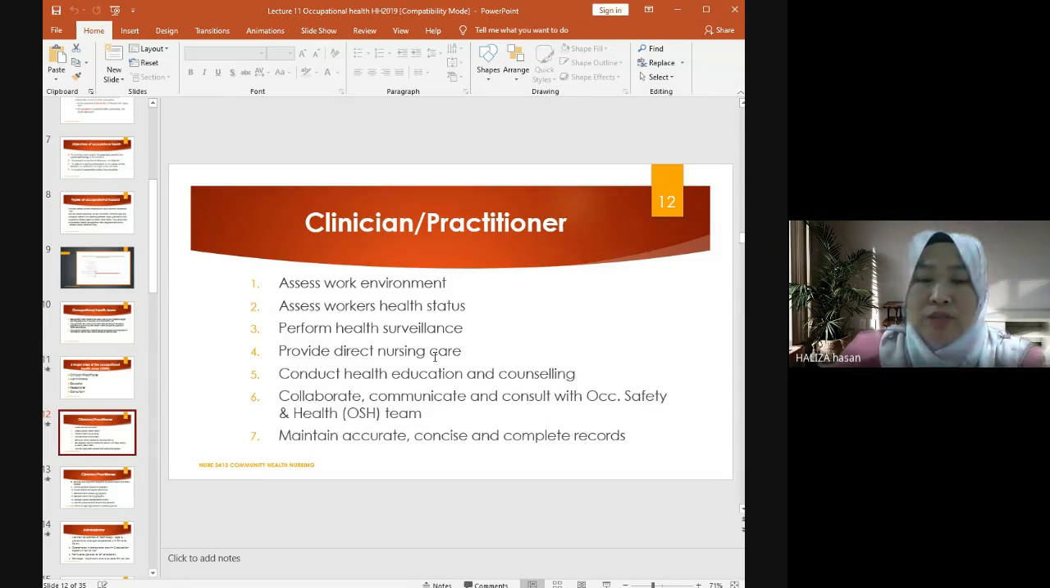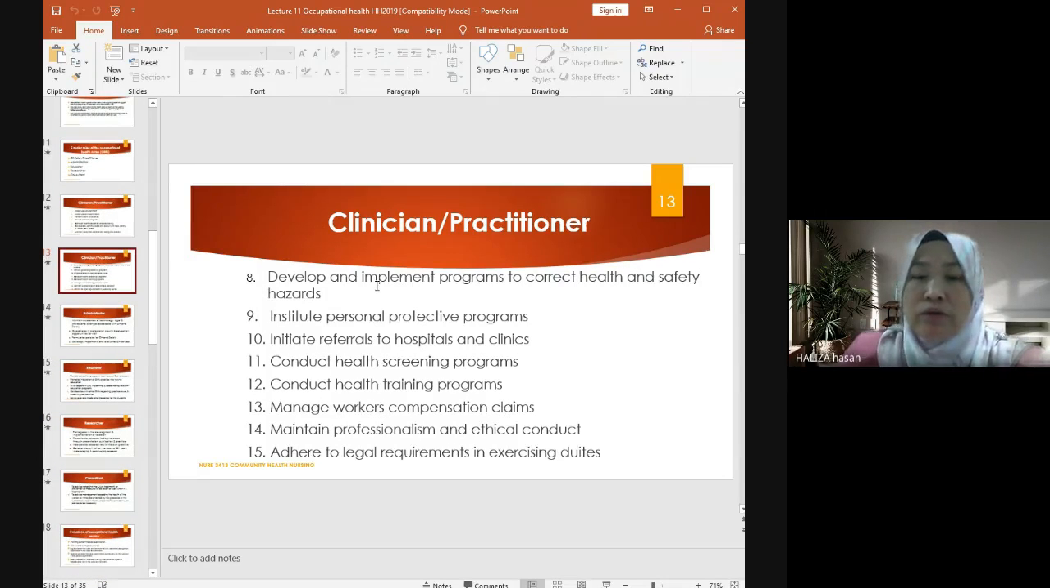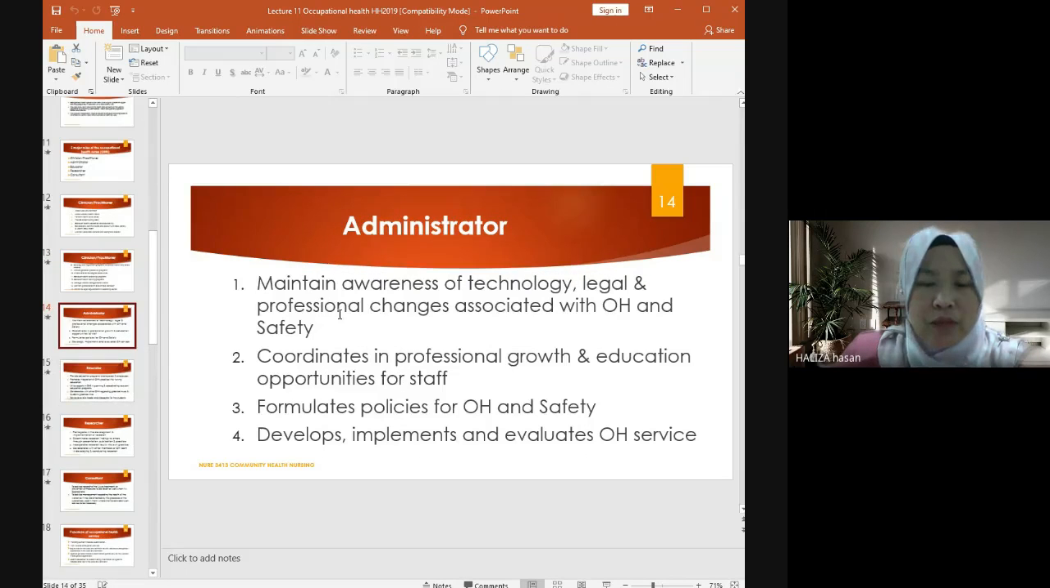To maintain accurate, concise, and complete record, develop and implement programs to correct health and safety hazard, institute personal protective program, conduct health screening. That's why every 6 months usually they will have a medical checkup to identify the health status, whether there are any health related issues with the occupation. Maintain awareness, coordinate professional growth and education opportunity for staff, formulate a policy. So they will work together with the occupational health and safety officer. They will not work alone.